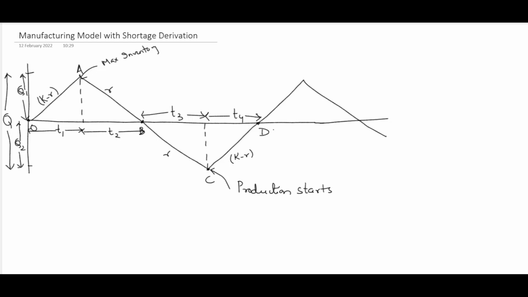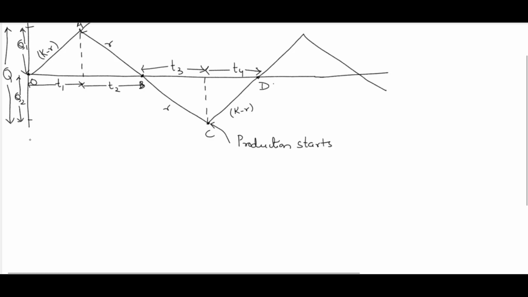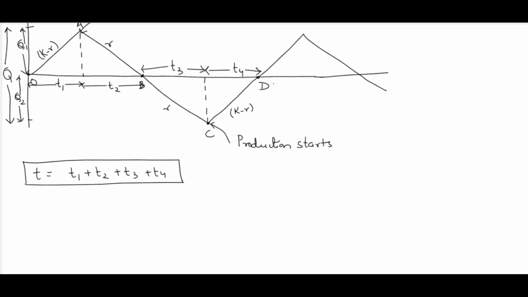So from this figure we can see that the total time T is equal to T1 plus T2 plus T3 plus T4. This is our total time, and all other parameters remain the same as I took for the manufacturing model without shortage, like CC is the carrying cost per unit, CO is the cost per setup, and R is the annual demand of consumption of an item.